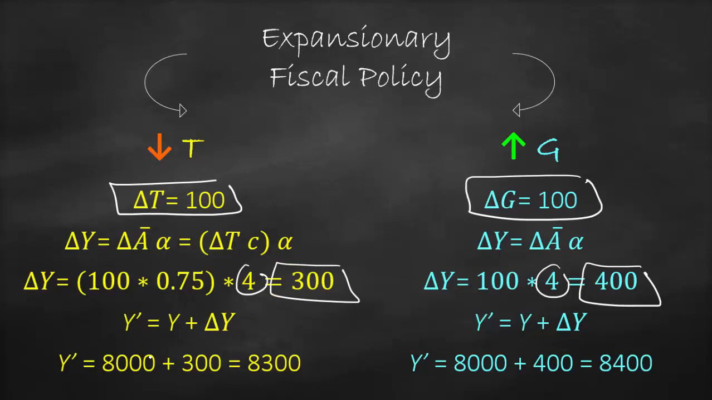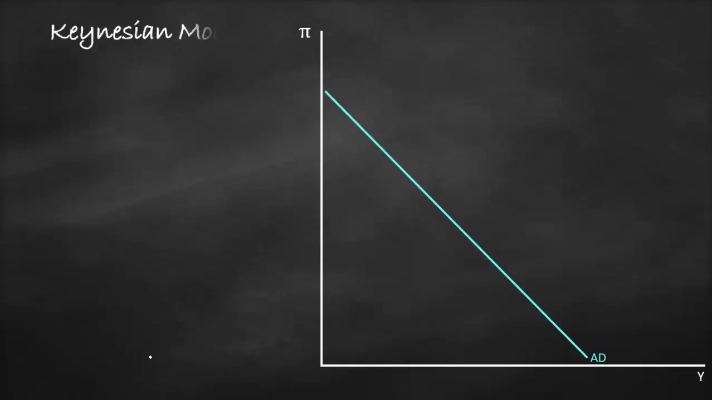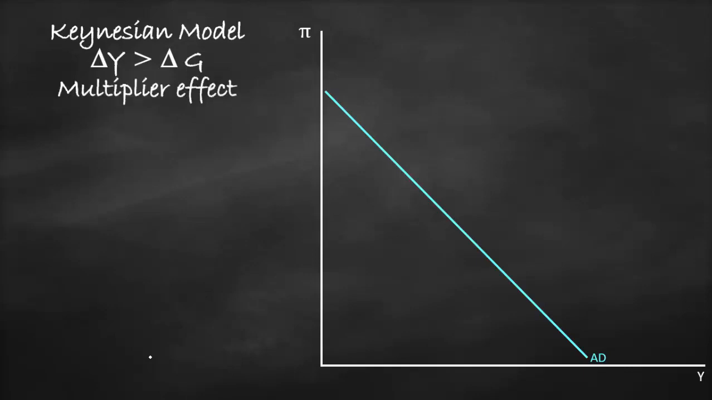So both of them would result in a higher output, more than the 100, but with taxes, it will be lower than government spending for one reason, because we have savings when we give more increased disposable income to household. Therefore, let's draw it. This is our inflation, and this is our output level, and this is our aggregate demand. So based on the Keynesian model, we know that if we increase government spending, the change in output will be bigger than the change in government spending, which we call the multiplier effect. So I know that our aggregate demand will shift to the right.